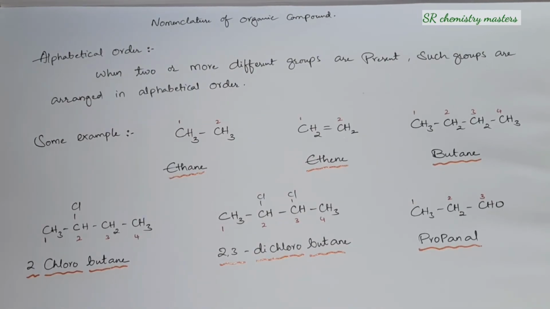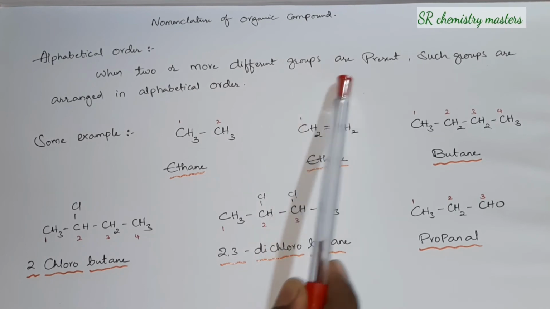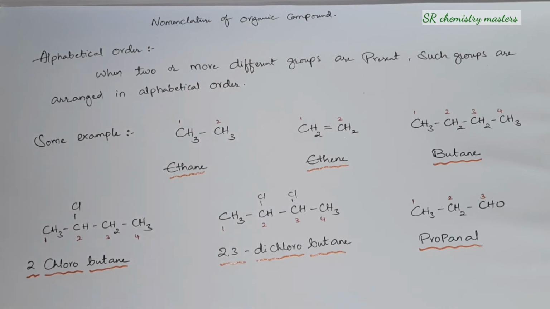The last rule while naming an organic compound is alphabetical order. When two or more different groups are present, such groups should be arranged in alphabetical order. If we have chloro and bromo in the same organic compound, we are going to write bromo first, then chloro next to bromo, because in alphabetical order B comes first, then comes C.